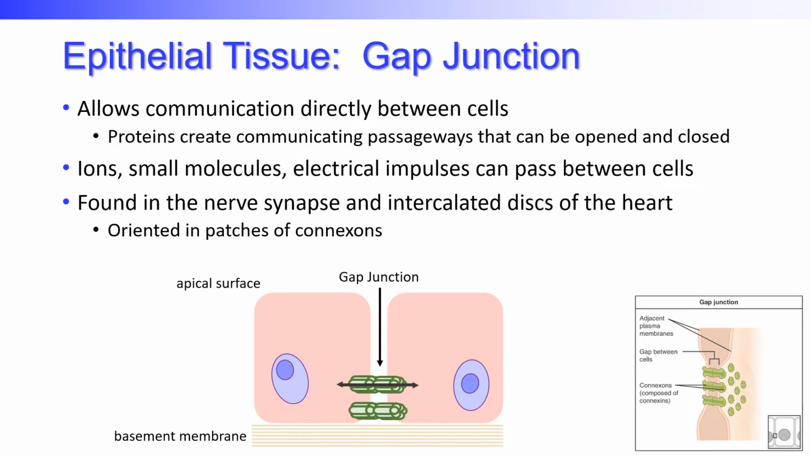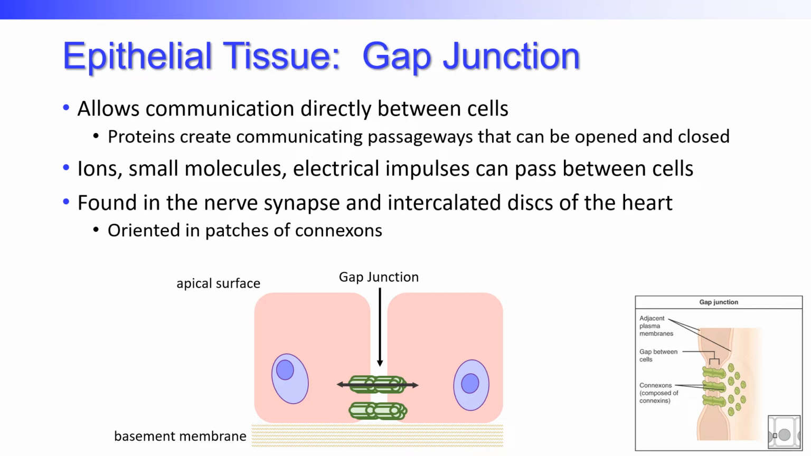A gap junction does allow for a bit more space between the cells, but more importantly, it allows an avenue of communication between cells. So what are the cells communicating about? Well, they're not talking about the latest gossip or sharing stock trading tips. They're not interested in that. But what they are interested in is exchanging ions, maybe some small molecules, and conveying electrical impulses between cells.